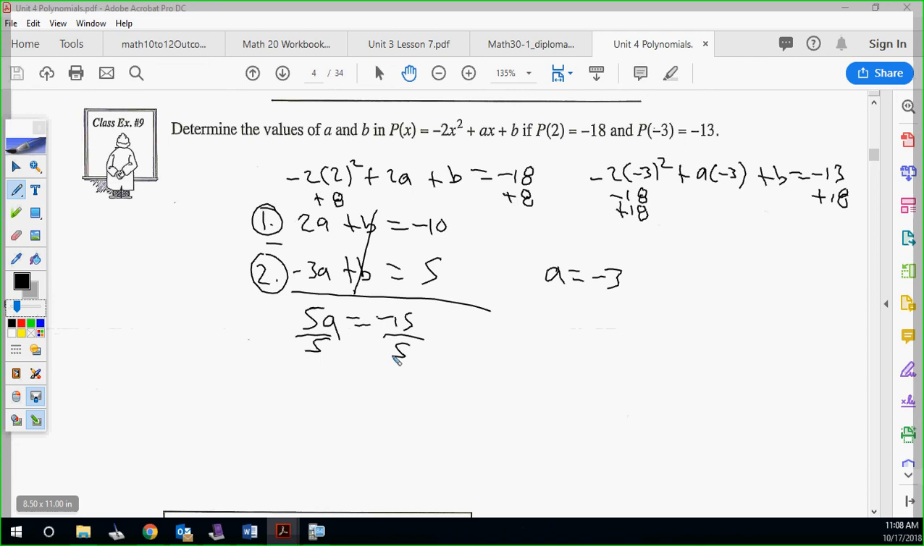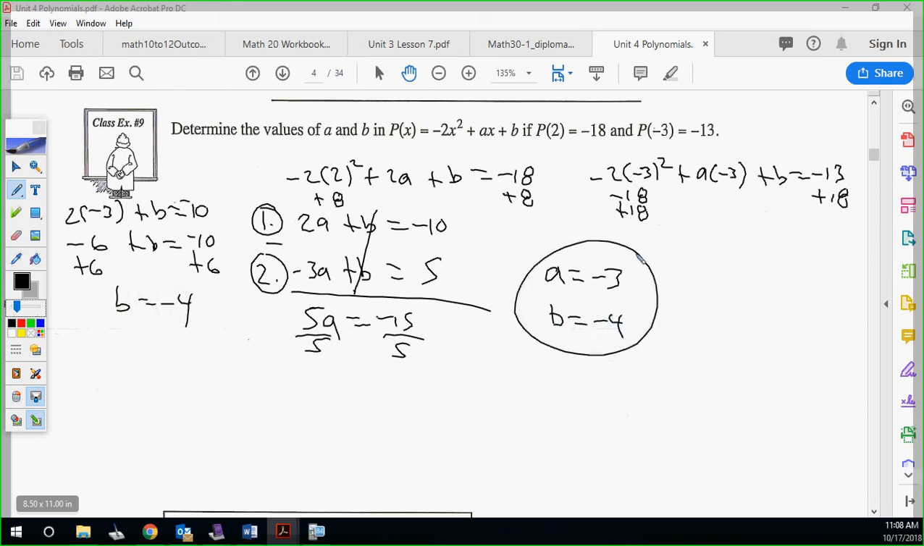Now we put negative 3 in for a, and we'll get b. We can put it into either equation. So we'll put it into 1 here. So 2 times negative 3 plus b equals negative 10. That's negative 6. Add 6, add 6. b is negative 4. Okay, you can put in either equation too. It doesn't matter which one. So a is negative 3, b is negative 4.